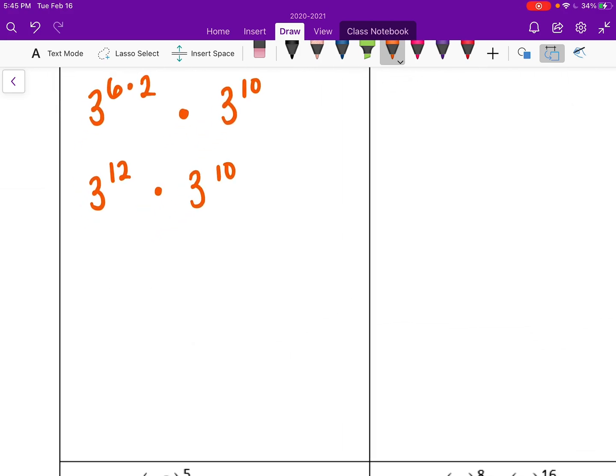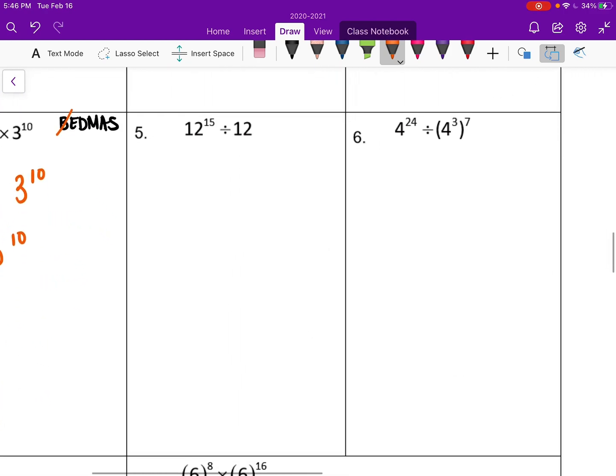And when I'm multiplying, I know that the rule is add them together. Right, so 12 plus 10 is going to give me 22. So it's 3 to the power of 22. I'm leaving it as a single power.